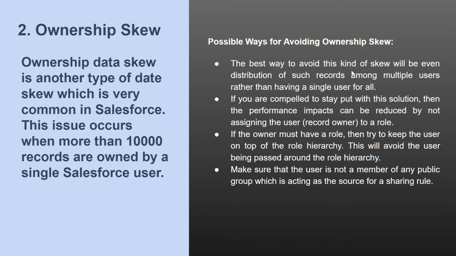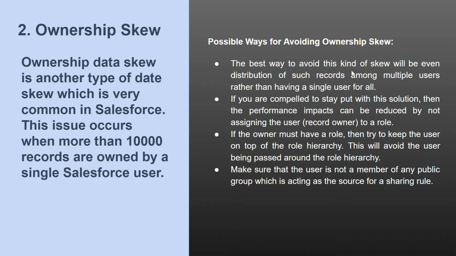Ownership data skew is another type of data skew which is very common in Salesforce. This issue occurs when more than 10,000 records are owned by a single Salesforce user. If you are a Salesforce user and you are owning more than 10,000 records for a particular object, might be account, contact, or, for example, student is an object and you are owning 10,000 student records, at that time you will be facing ownership skew.